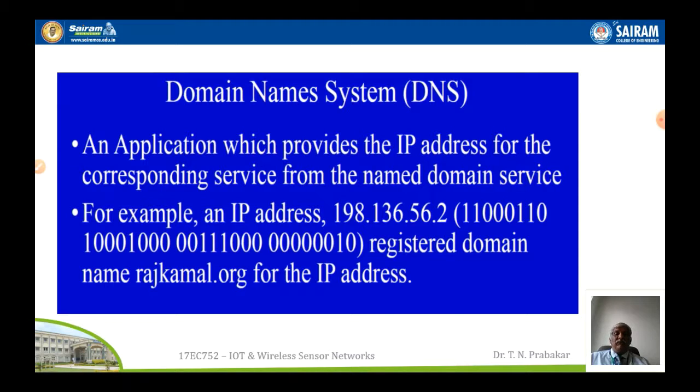Now since this is fixed, we can call this IP address a static IP address, because whenever you put 198.136.56.2, it will always go to rajkamal.org. Supposing if it is a dynamic IP address, this IP address may take you to some other websites also. But since this is static, this web server, this domain is permanently assigned to this particular IP address. So this is actually a static IP address, we can say.